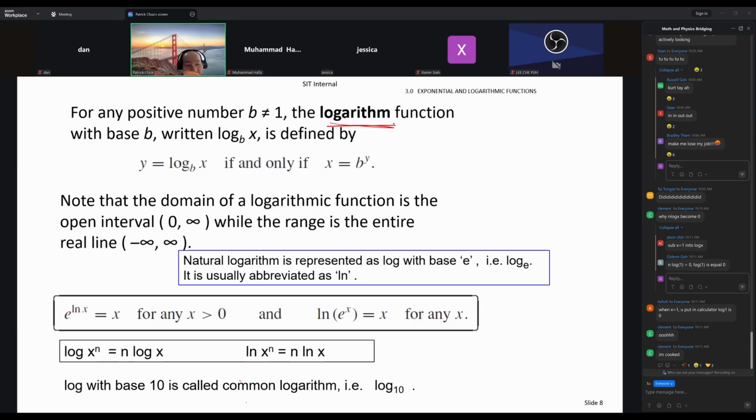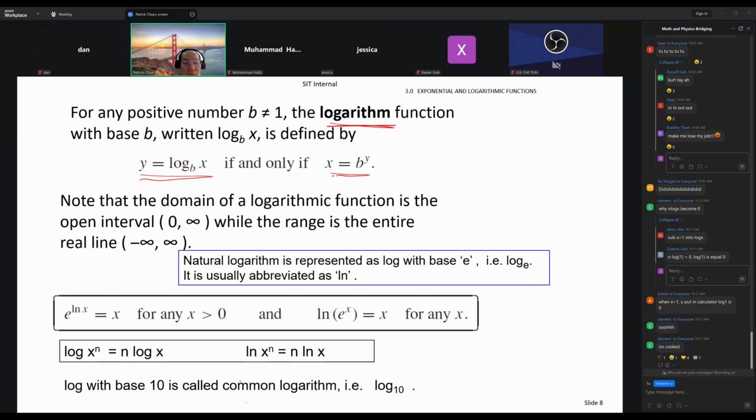Exponential converts to log, and log converts to exponential. They are related, you see. This is a log function: y equals log to base b of x. It can be rewritten as x equals b to the power of y. These are some of the rules of logarithm.